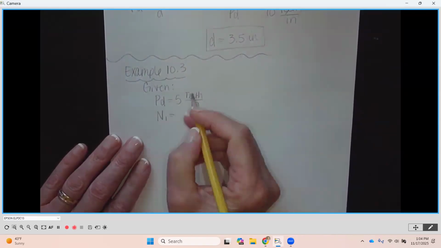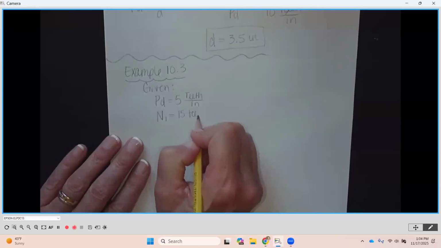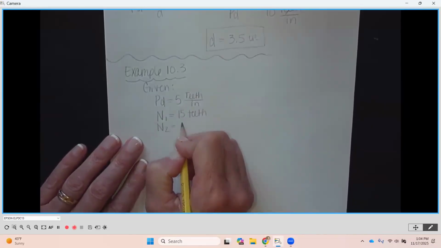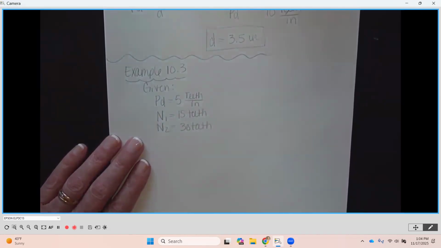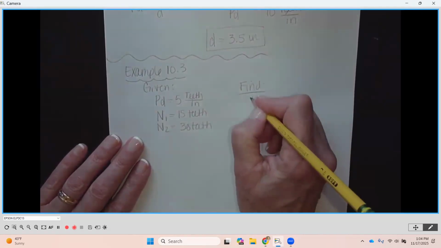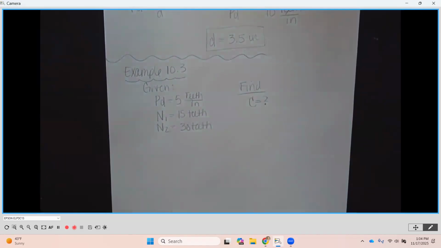Number of teeth on the pinion was 15 teeth, and number of teeth on the gear was 30 teeth. Okay. And what we need to find is our center distance, right? Center distance.